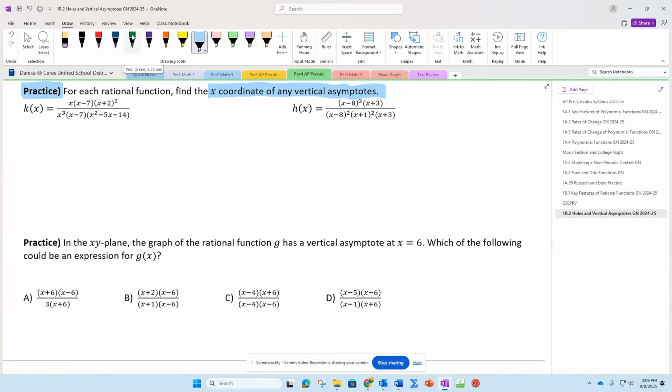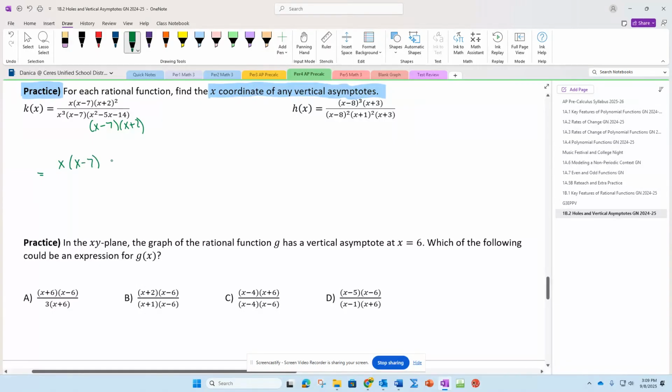All right, welcome back. Let's take a look. So in this first one, we have to factor this trinomial, which would give us an x minus 7 times an x plus 2. So when I look at this, my numerator is x times x minus 7 times x plus 2 quantity squared. And in my denominator, I have x to the third. These two x minus 7s combine to become x minus 7 squared, and then I've got x plus 2.